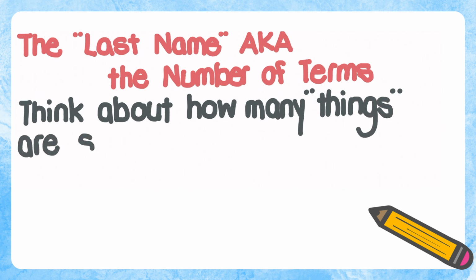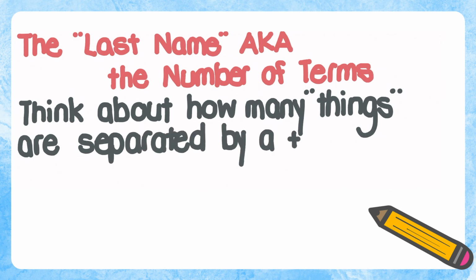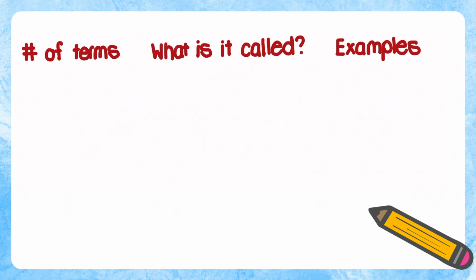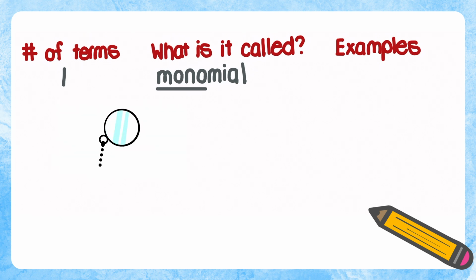So think about how many things are separated by a plus or minus sign. So let's look at the different types of last names a polynomial can have based on the number of terms. If there's only one term, we're going to call this a monomial. Think mono like monocle, so 1. Some examples would be 5x squared, 3x, or 8.